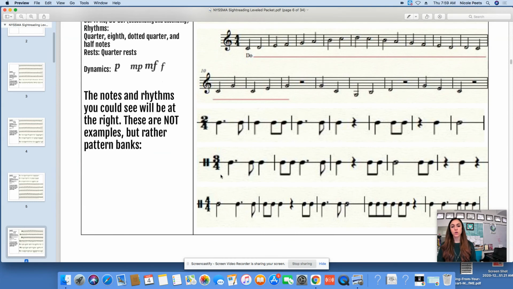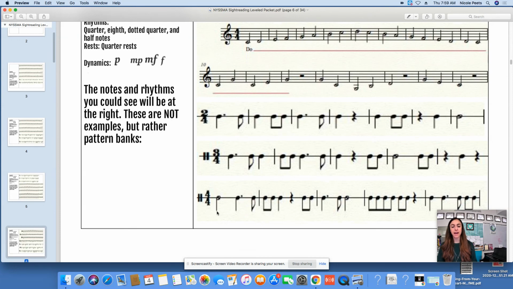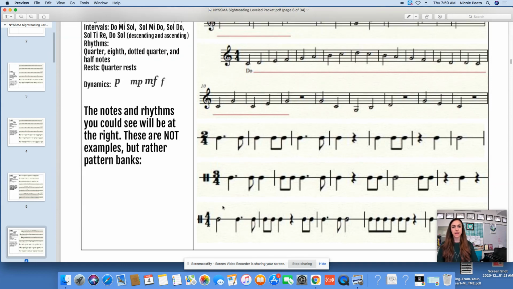Try one in 3/4 time. Ready? And here you go. Do, day, do. Do, day, do, day, do. Keep going. Try this one in 4/4 time. Ready? And go. Do. You should have said do, day. Excellent. We have 4 dynamics here. We're just adding mezzo piano, which is medium soft.